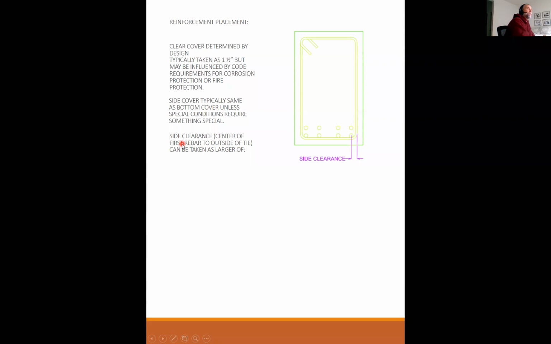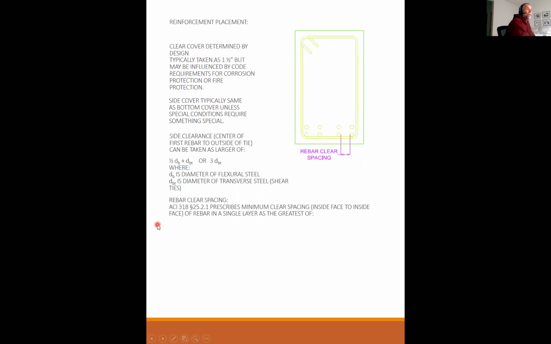So the side clearance, center of the first rebar to the outside of the tie, can be taken as the larger of half of the size of the rebar plus the thickness of the tie, or 3 times the diameter of that tie. The reason you have 2 is you can picture that if this bar is fairly small, it sits right in that radius as I drew it. But if this bar is big, it will push right up against the side. So it's whichever one of these is larger, where dB is the diameter of the flexural steel, and dBt is the diameter of the transverse or shear ties.